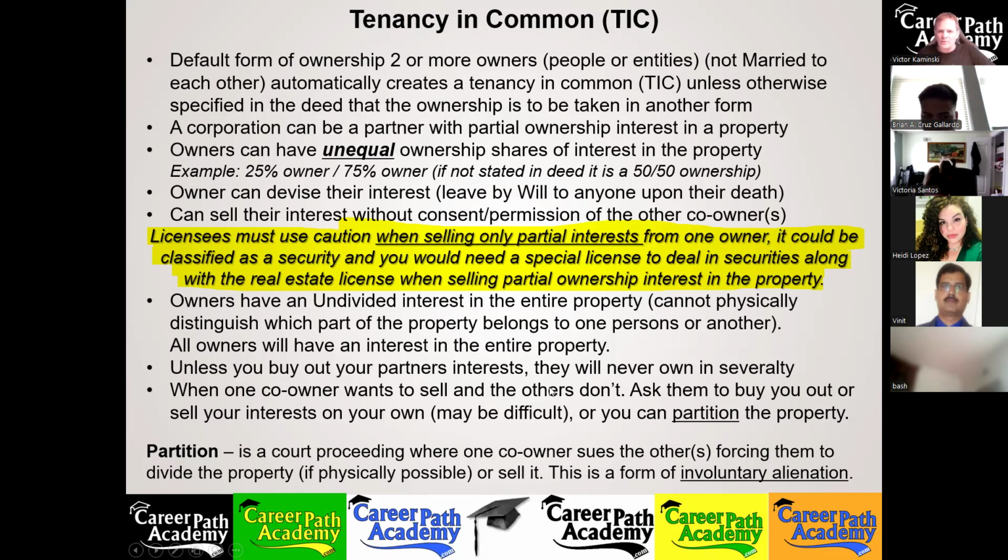Unless you buy out your partner's interest, they'll never own it in severalty. And when one co-owner wants to sell and the others don't, you could ask them to buy you out or sell your interest on your own, which may be difficult, or you could partition the property. And once again, the partition proceeding is a form of involuntary alienation where one co-owner sues another, forcing them to sell the property if it cannot be physically partitioned into two separate properties.